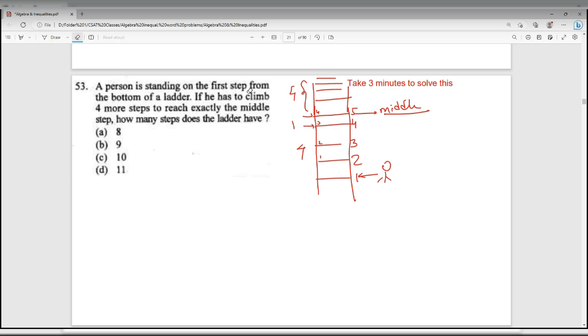So the total steps are 9. 4 plus 4. The middle step is 1. And the steps that are below this middle step are 4. And the steps above the middle step are 4. So total steps are 4 plus 1 plus 4, that is equal to 9. So the correct answer is option B. I hope this is clear. If you have any doubts in this question, you can raise your hand and ask. Else we'll be moving to the next question.